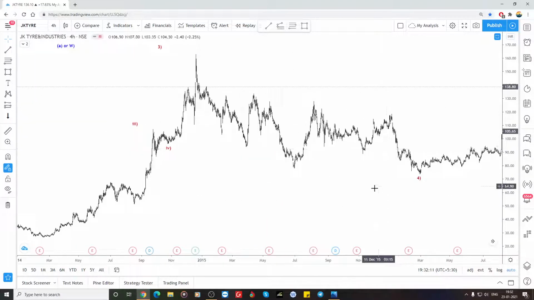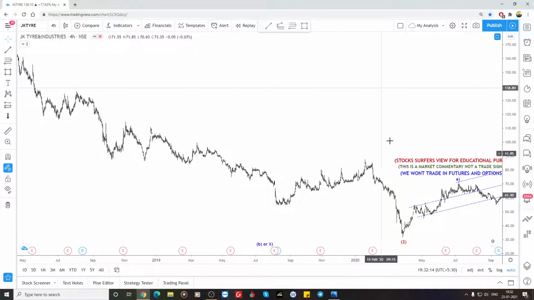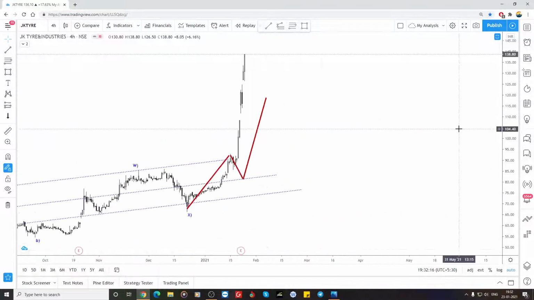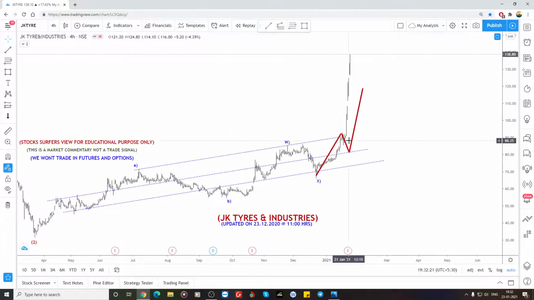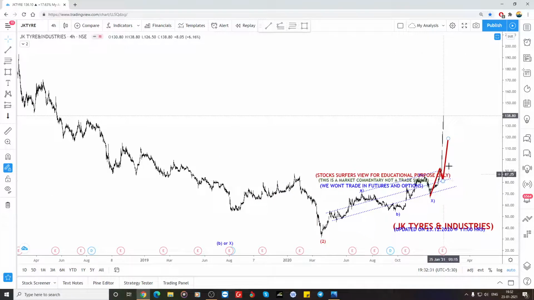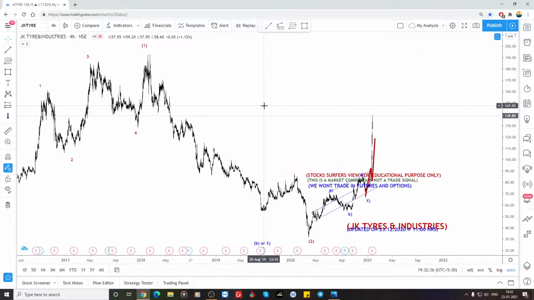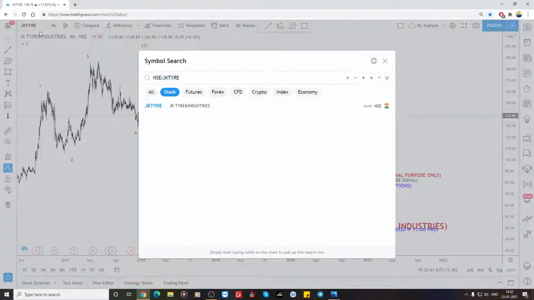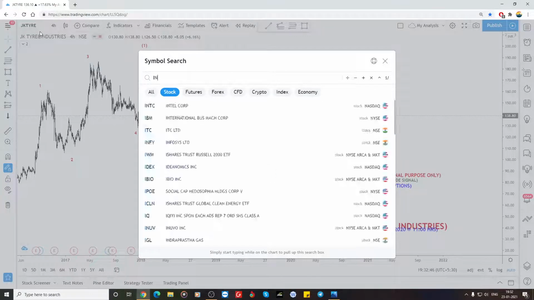But what we are seeing here, for me it's purely looking like a C wave. I don't know whether it's a third wave or a C wave. If we are in that C wave, the third wave will be very fast. So in that time we may still be in a correction also. So let's see. And what is next is Infosys.